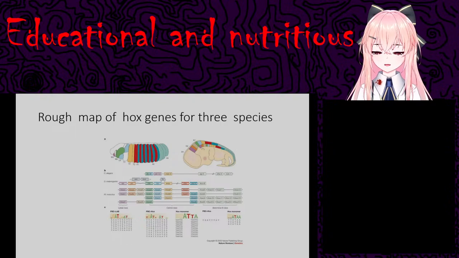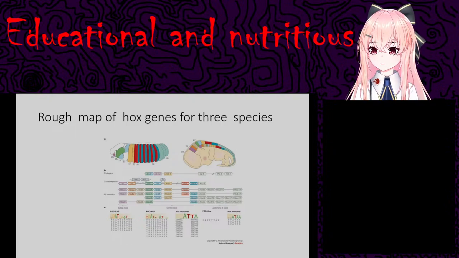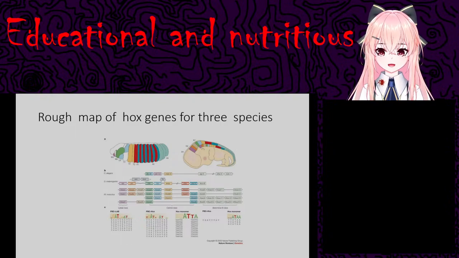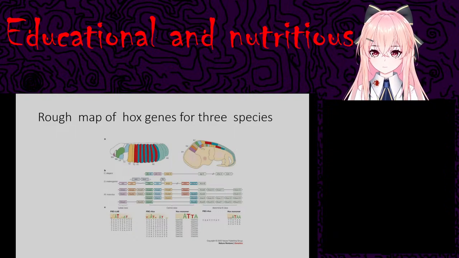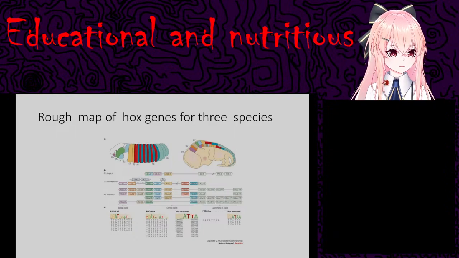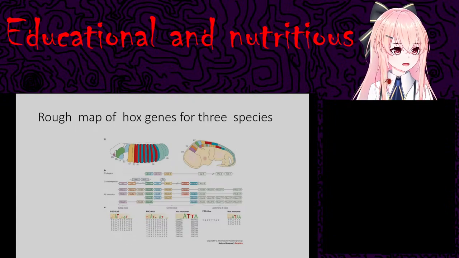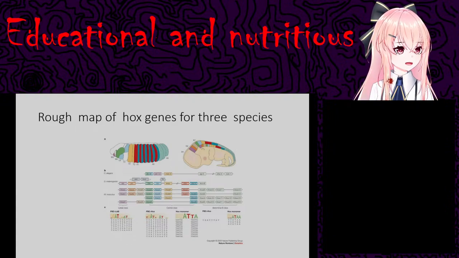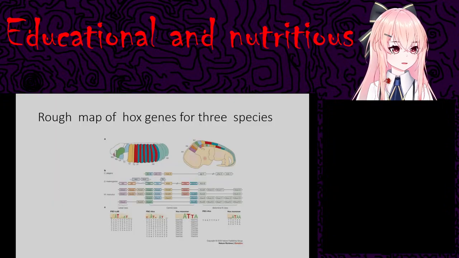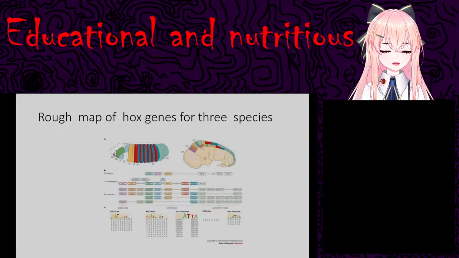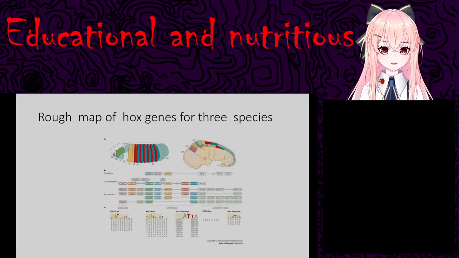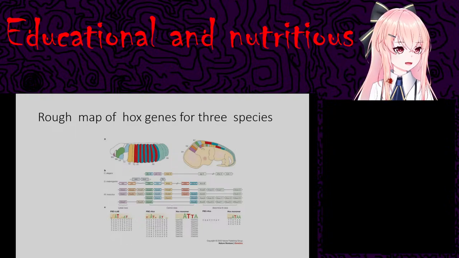First, let me see. Can I open Paint and make it work? Paint, and no. And now, once again, Paint does not want to be seen. That is awful. What the heck?